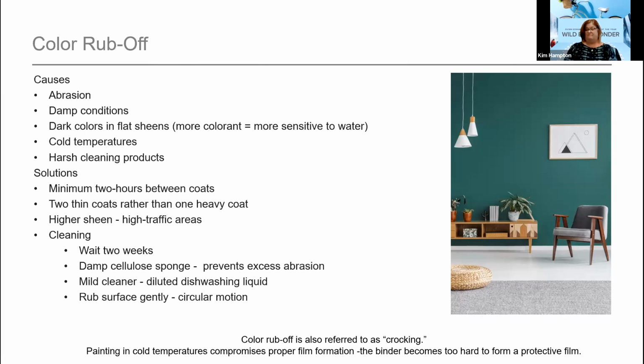Some solutions include waiting a minimum of 2 hours between coats, applying 2 thin coats rather than 1 heavy coat, using higher sheen in higher traffic areas, waiting 2 weeks before cleaning, using a damp cellulose sponge to prevent excess abrasion, using mild cleaners like diluted dishwashing liquid, and gently rubbing the surface in a circular motion when cleaning.